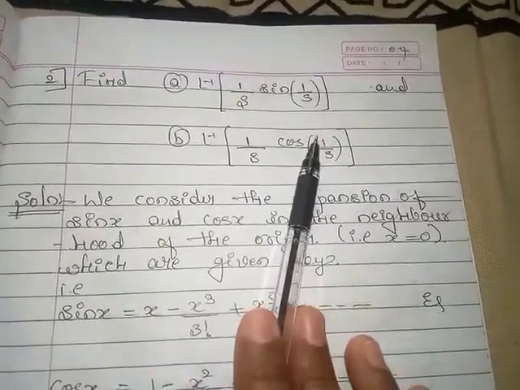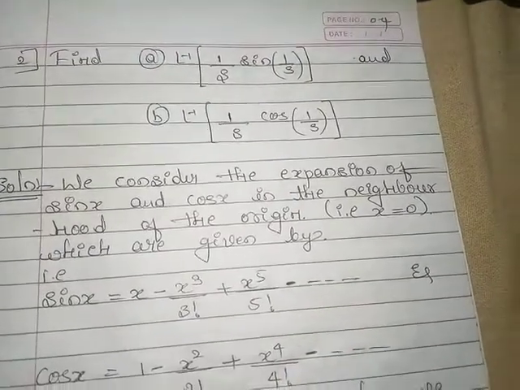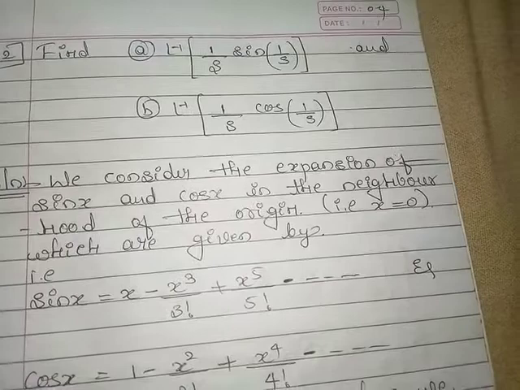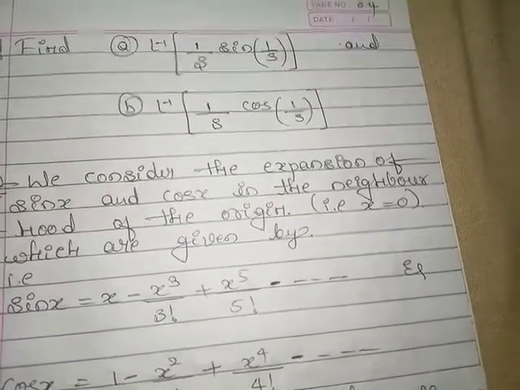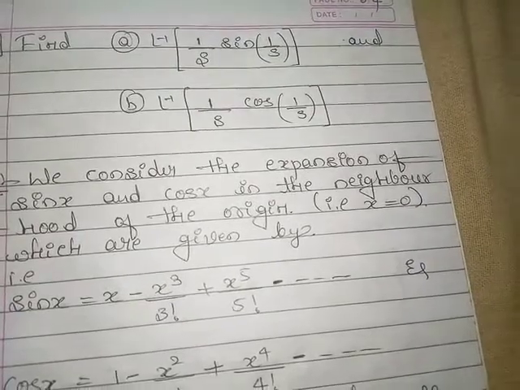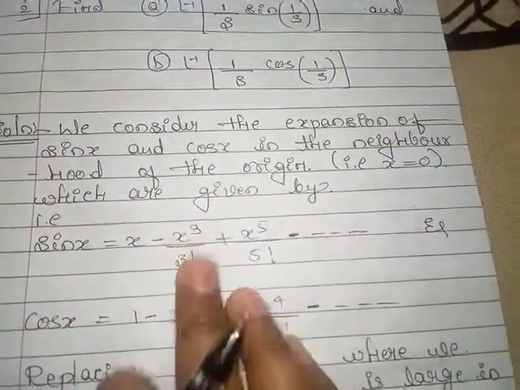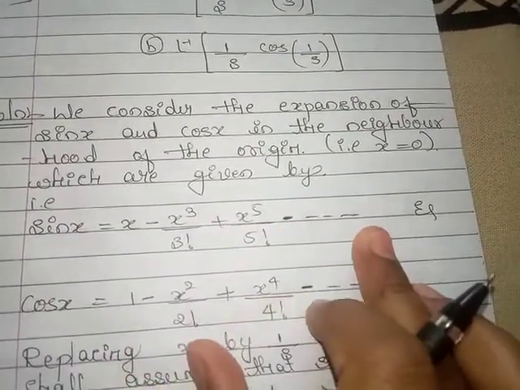We have to consider the expansion of sin x and cos x. You must know the expansion of sin x and cos x in the neighborhood of the origin, meaning here x value is 0, which is given by sin x = x - x^3/3! + x^5/5! - and so on.